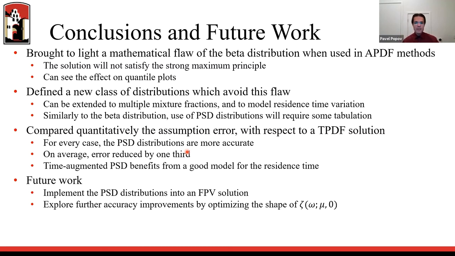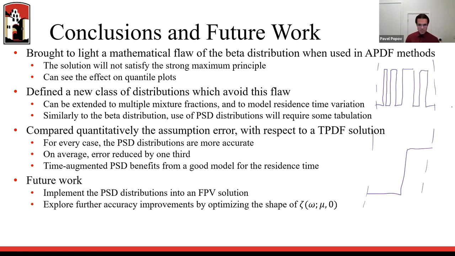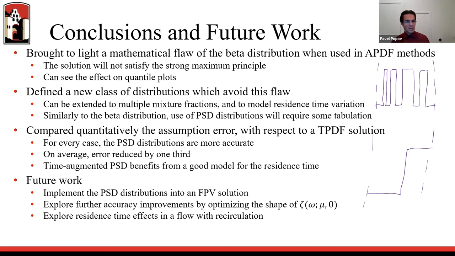So that is the initial shape of the square pulse. So here, for my initial condition, I use the square pulse like this, but I have an intuitive feeling that if I use a specification of a square pulse like this, then we can get further improvements in accuracy. Okay, and for future work, I also explore residence time effects in a flow which has recirculation.